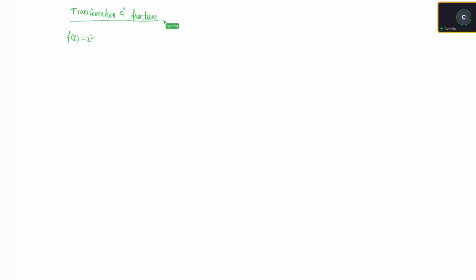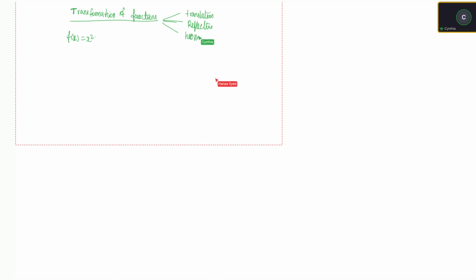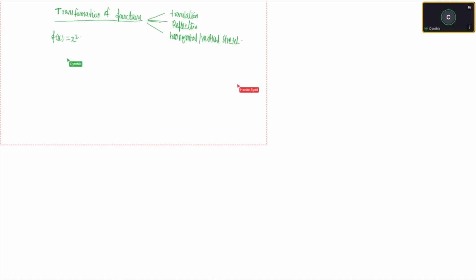What are all the transformations you have? Do you have any idea? Yeah, there's translation, there's reflection, there's stretching and compression. Translation, reflection, horizontal, vertical stretch, right?